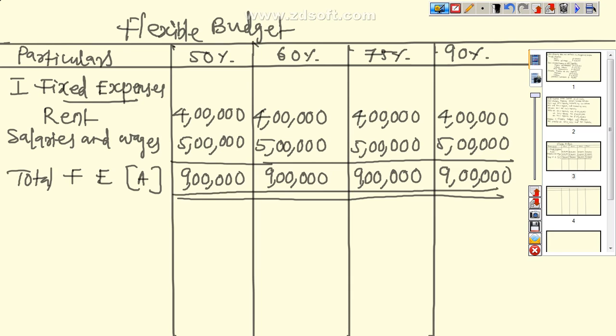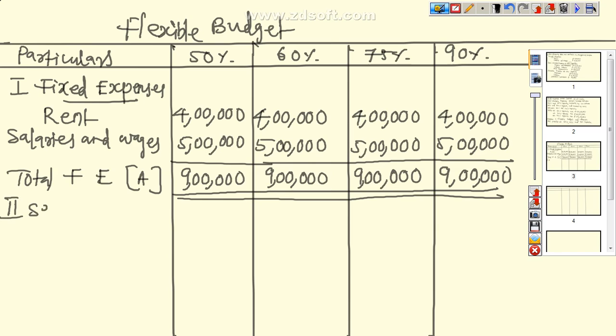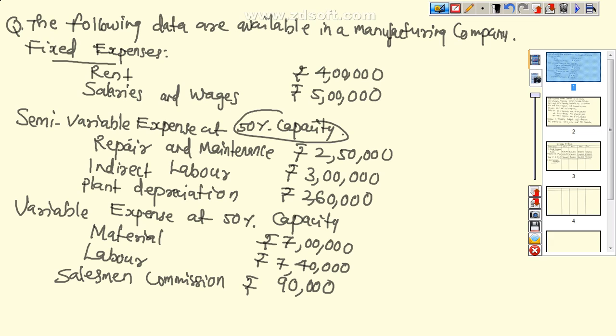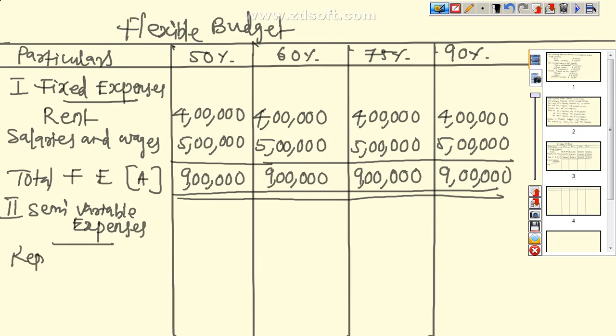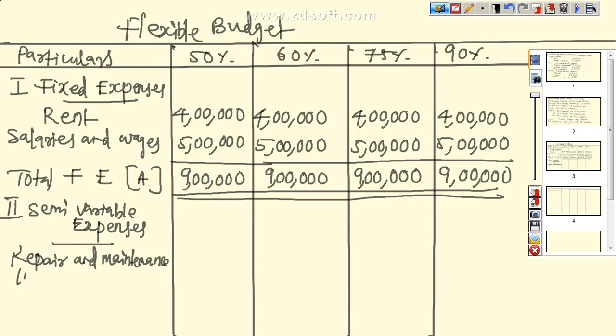After this, second type of expenses which are given in the question, that is semi-variable expenses. So we write it there, second, semi-variable expenses. Under semi-variable expenses there is information related to repair and maintenance, indirect labor and plant depreciation. So we write it here, repair and maintenance, then second category indirect labor and third one plant depreciation. So we write it here, indirect labor, then plant depreciation.